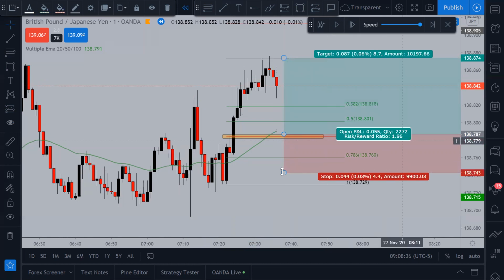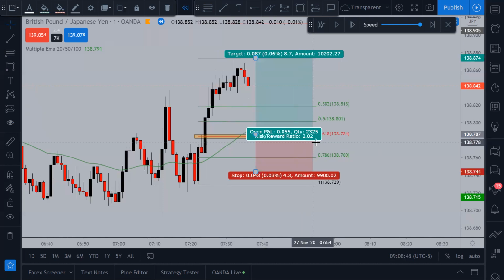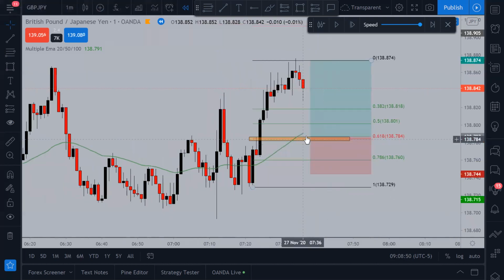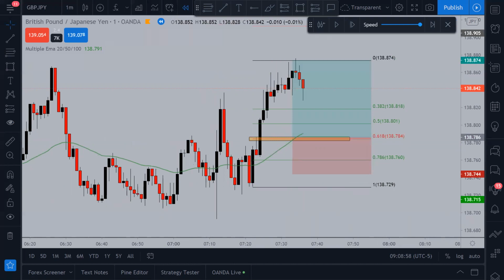I usually like to make sure I get at least a 2-to-1 reward to risk ratio, excuse me, risk to reward, or 1-for-2 for some of you. I want to make sure I get at least 2R on this. All right, let me move this on over. I got my fib aligned with structure. I got the 50 EMA.